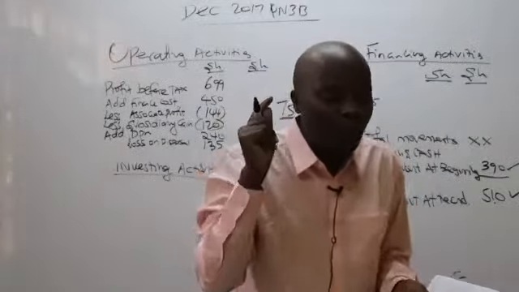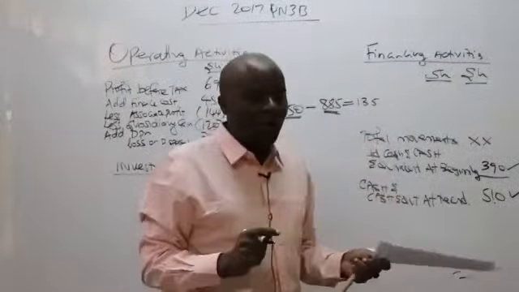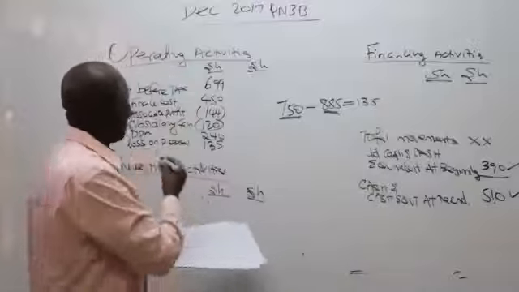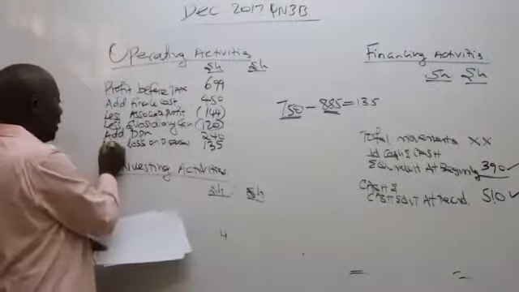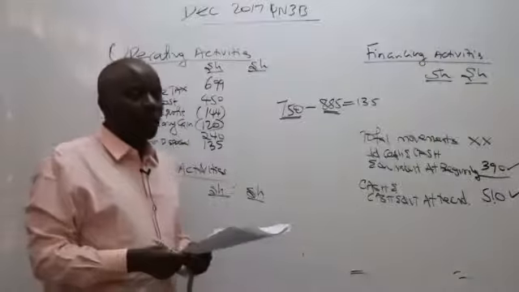So then how do we make good now? We add. So add loss on what here, somebody? Add loss on disposal.